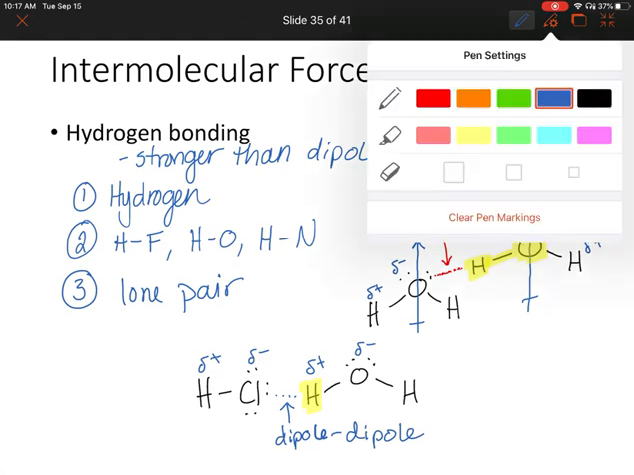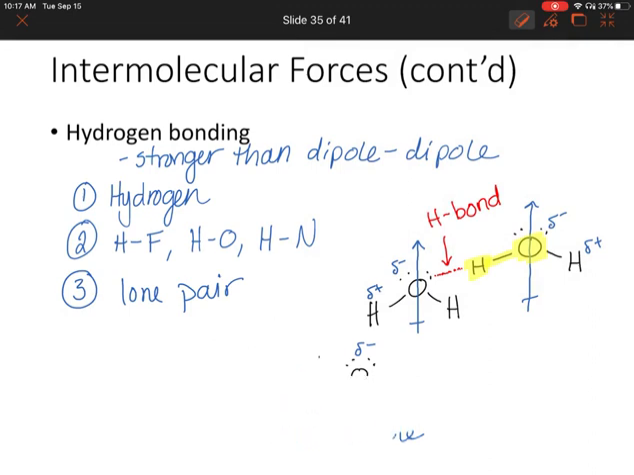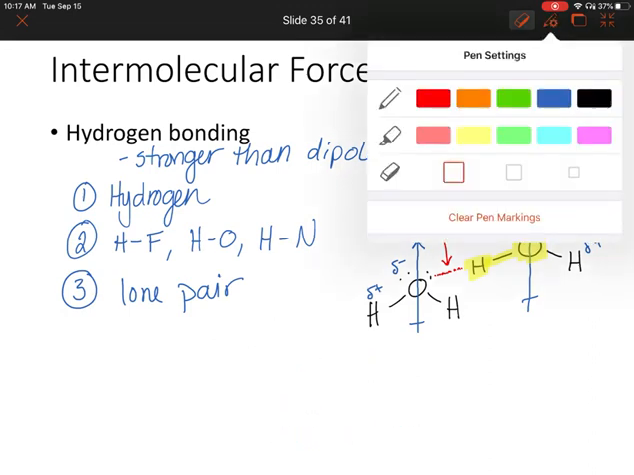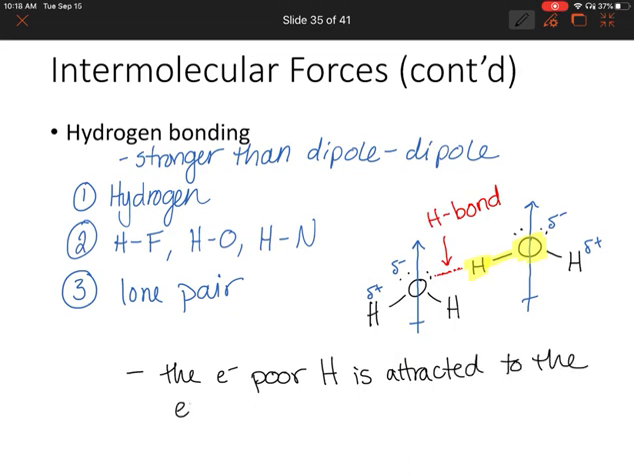Okay, so let's just summarize that, and I'm actually going to erase this bottom part here. So the electron-poor hydrogen is attracted to the electron-rich oxygen. And this is a very strong interaction.